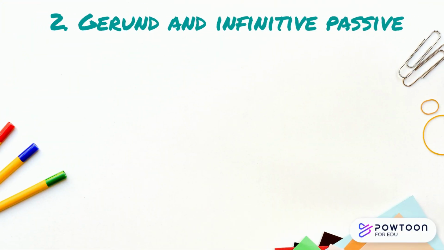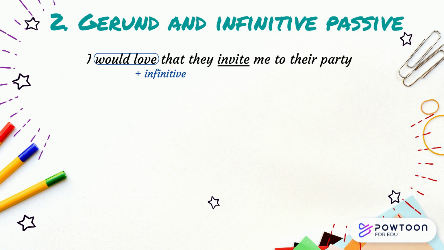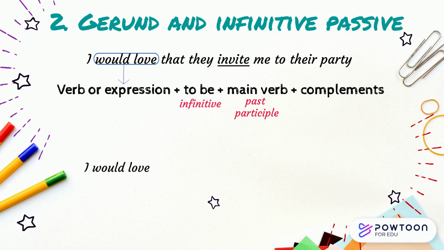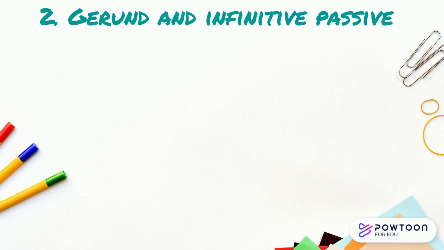Take a look at this sentence. I would love that they invite me to the party. We know that would love is an expression that takes the infinitive, and we have invite as the main verb. So, with the formula that you have just copied, take a look at how it's done. We get would love, that is our verb or expression. So, I would love, with the first part, to be invited to the party. Could you get this?